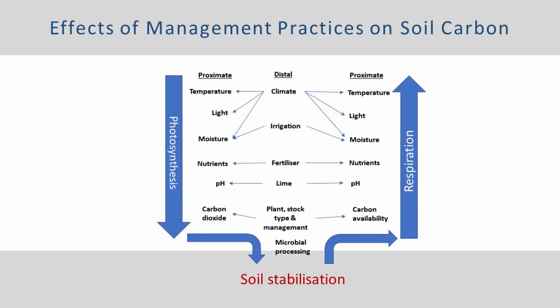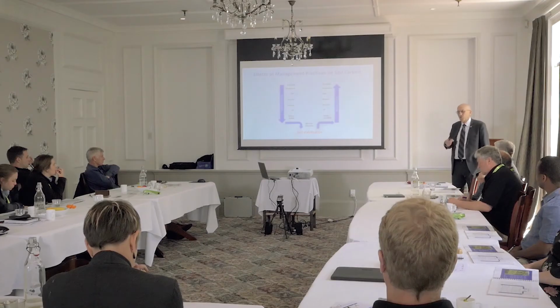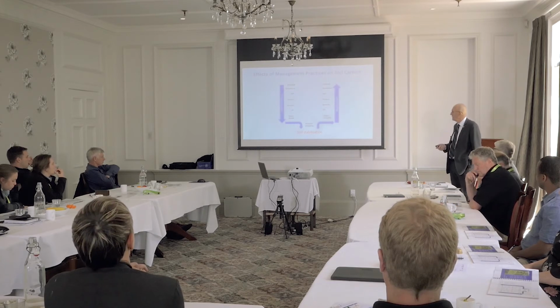And basically, how much we take out of the atmosphere and put into the ground depends on things like the climate, it could be additional moisture from things like irrigation, how much nutrients we apply, what the soil pH is, and as plants grow, they're affected by the carbon dioxide level in the atmosphere. They all affect how much goes into the soil, and they affect how active the microbes are that turn over carbon in the soil.